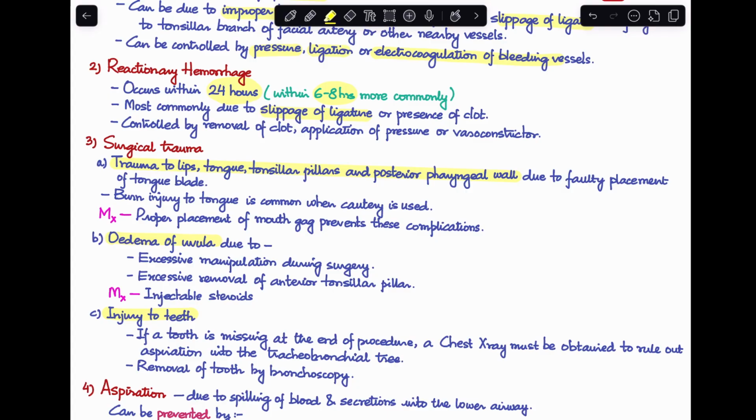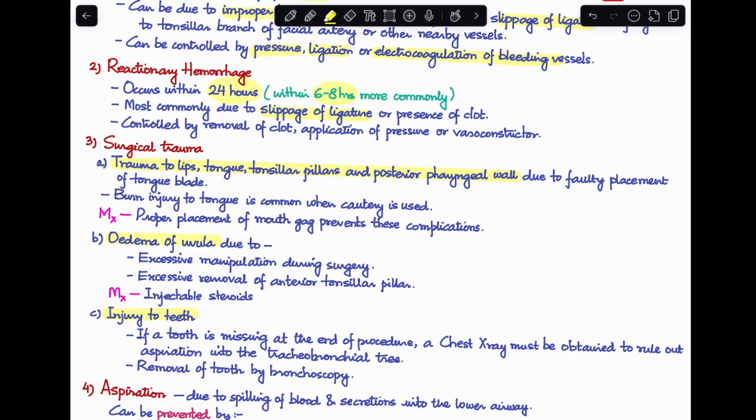and that will prevent the development of these complications. The second surgical trauma is edema of the uvula, and this happens because of two reasons. One is excessive manipulation of the uvula during surgery, and second is when you end up excessively removing the anterior tonsillar pillar. In that case, the patient will have edema of the uvula in the postoperative period. Management of this involves using injectable steroids.